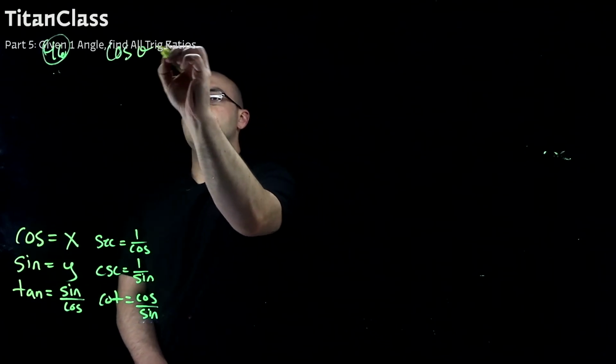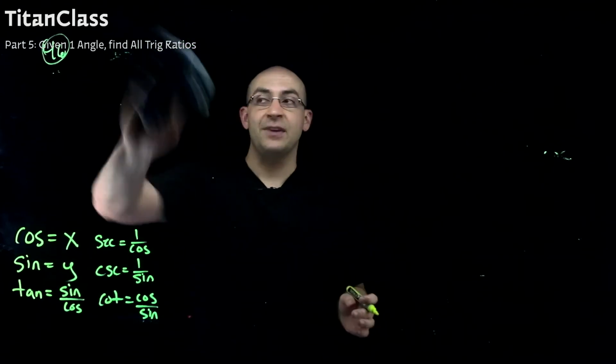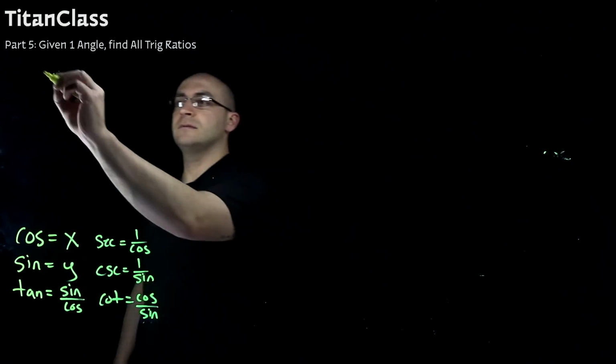Cosine of theta is 4 over 5. Find the other values. Cosine of theta is 4 over 5.